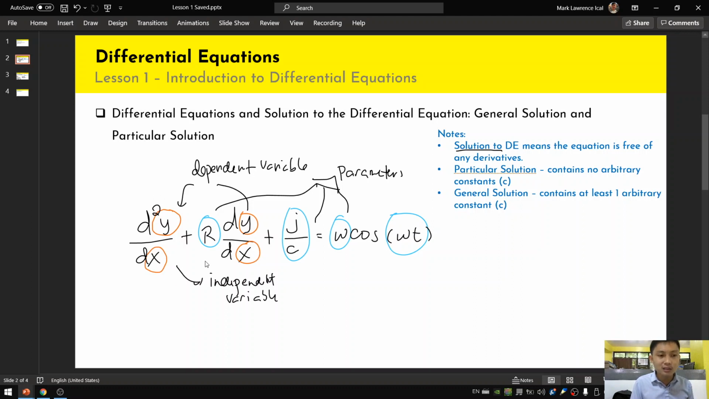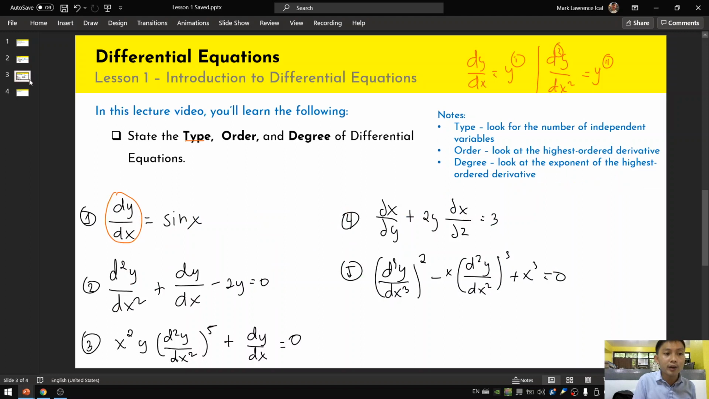It's only x. This is not part of it. So you're only going to look at this one. So we only have 1 here, which is x. So for this one, we only have also 1, which is x.